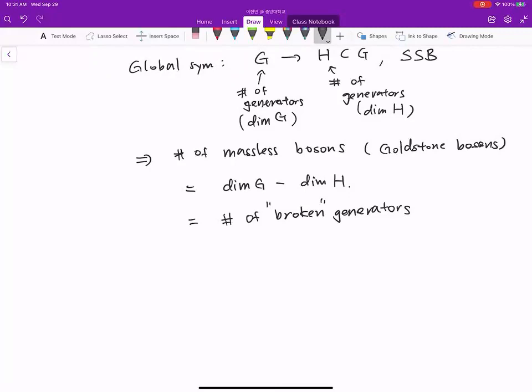And these Nambu-Goldstone bosons are a kind of transformation parameterizing the vacuum manifold. As you remember, with the Mexican hat potential, the vacuum has a degeneracy. You can transform along the valley without costing energy. So that is the vacuum manifold, and the shape of the vacuum manifold is called coset space.